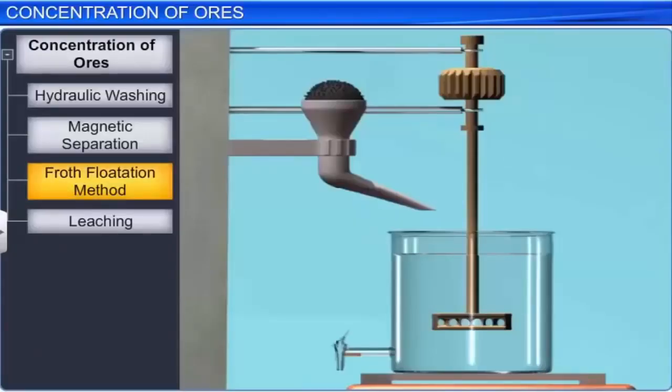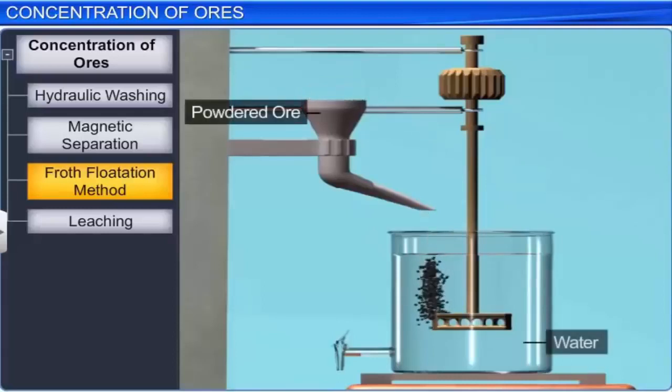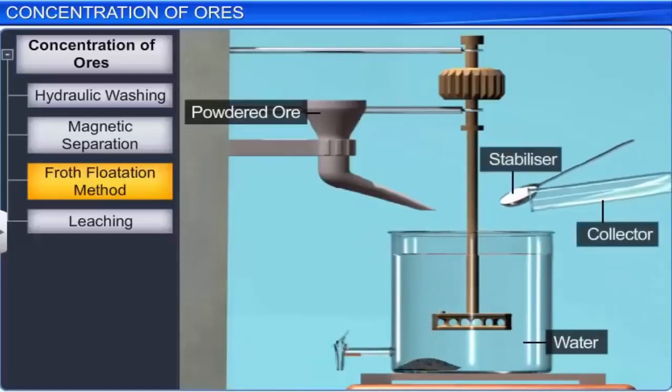Froth flotation separates the gangue particles from the ore based on the fact that gangue is wetted by water, while mineral is wetted by oil. The ore is crushed into fine powder and mixed in water. Then, collectors and stabilizers are added to the water.